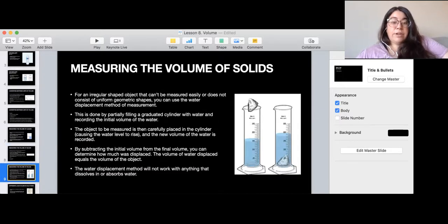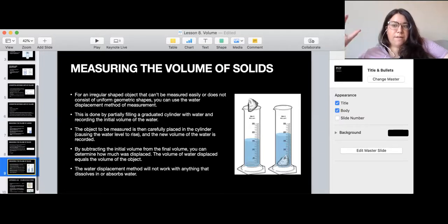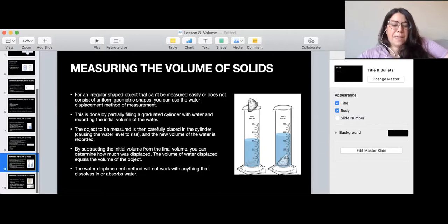But what happens if you have an irregularly shaped object, like a rock or Play-Doh? What you have to do is the water displacement method. You have a graduated cylinder, put in some water, and measure how much water it has. Then you drop the object in and see how much the water rises. You subtract the amount you had before, and the difference is the volume of the object. Of course, this doesn't work if the object dissolves in water or absorbs water, like a sponge.